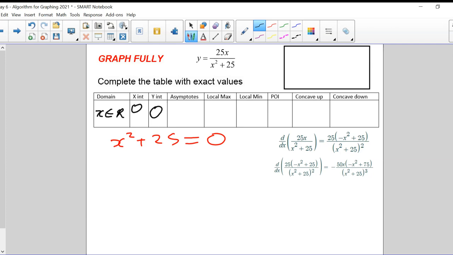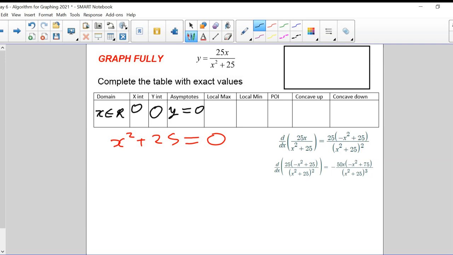Okay, so Nika says no horizontal ones either. Interesting. Okay, Richard says there is a horizontal, and yes, the y equals 0. And you have to remember, you compare the degrees of the numerator and denominator. In this case, the numerator is degree 1. The denominator is degree 2. So when the top is less than the bottom, then yes, there's a horizontal asymptote. That horizontal asymptote is the x-axis, or the y equals 0 line. So bear that in mind as well. Okay, so there is a horizontal asymptote.